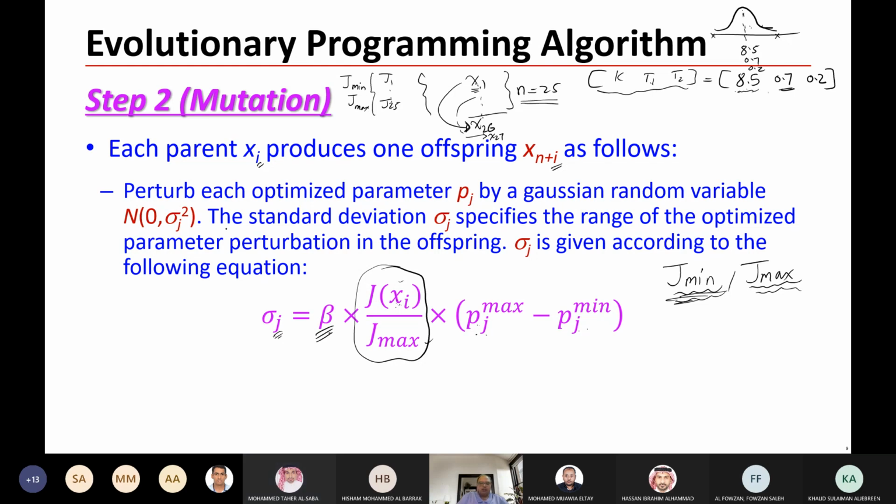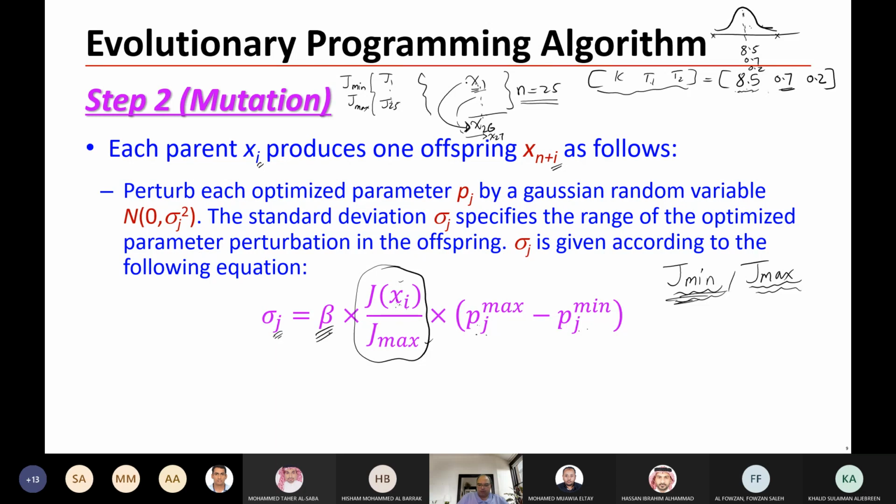By the way, sigma is not fixed throughout the search. Sigma will be different from generation to generation. When you have J of Xi for the second generation, you have different solutions, you have different J, you have a different J max. Okay?